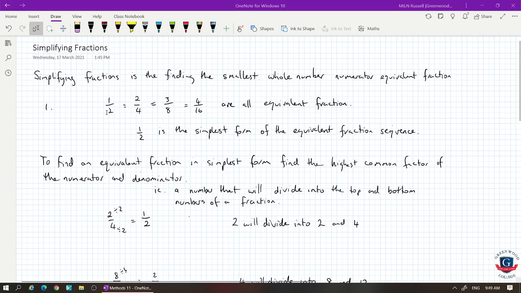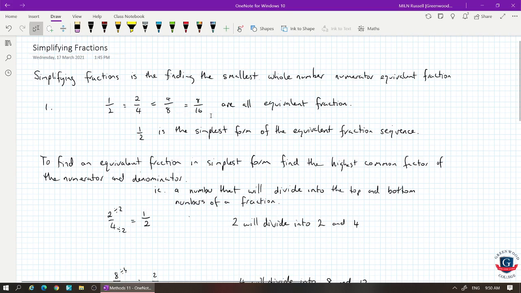We know from previous examples that a half and 2/4 and 3/8, that's not right, 4/8. Let me fix this up. 4/8 and 8/16 are all equivalent fractions. This one is simply this one multiplied by 2 on 2. This one is simply that one multiplied by 2 on 2. That one is simply that one multiplied by 2 on 2.